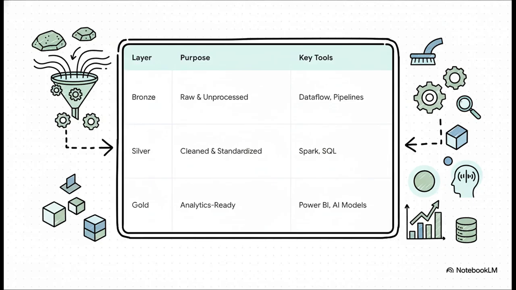So data first lands in the bronze layer, totally raw, just as it came from the source. You might use tools like data flows or pipelines for this. Then your data engineers roll up their sleeves. They use the heavy hitters like Spark or SQL to clean, standardize, and whip that data into shape, moving it into the silver layer. And the final step, that clean data gets aggregated and optimized into gold, the stuff that's ready to power your Power BI dashboards and your cool AI models.